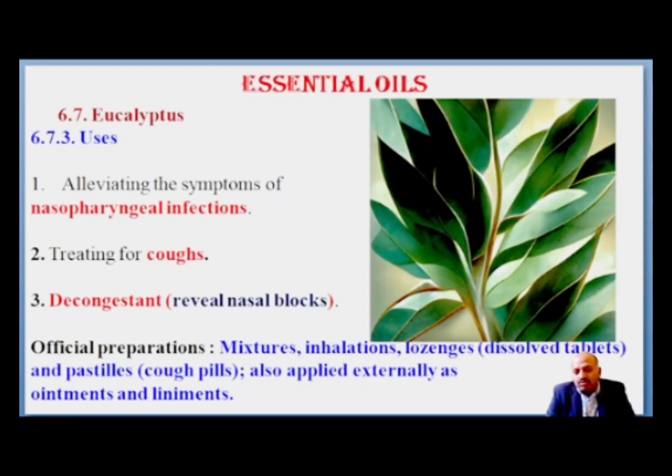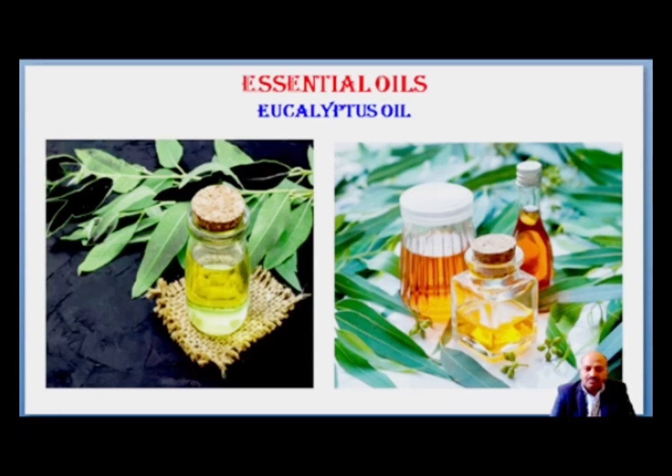Official preparations may also be made from mixtures, inhalations, lozenges, that is, in the form of tablets, and pastilles in the form of cough pills. It is also applied externally as ointments and liniments. So this is about the different types of uses of this eucalyptus oil. It can be used directly, or it can be converted into tablets or pills that can give relief for nasal blocks. This is about the uses of the eucalyptus oil.